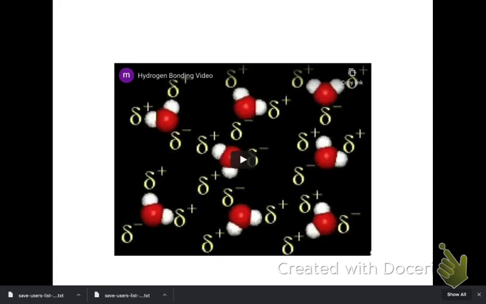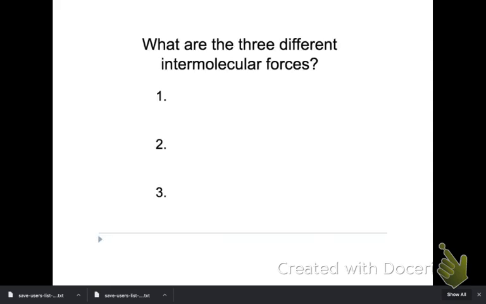Water, liquid and solid water, is the only solid-liquid pair that this happens with. All other solids are more dense than their liquids in any other substance. So water is kind of special due to that hydrogen bonding. So see if you remember, what are the three intermolecular forces? Remember, there's a difference between inter and intra.